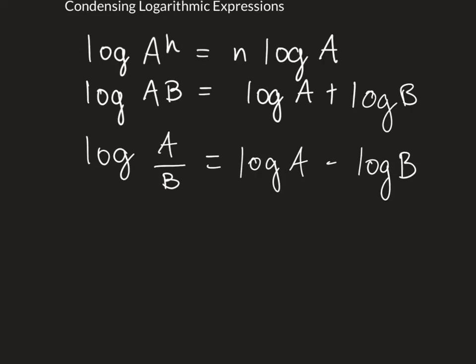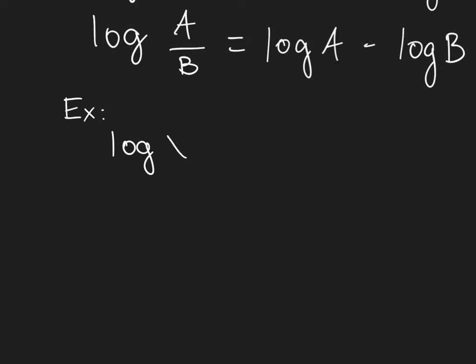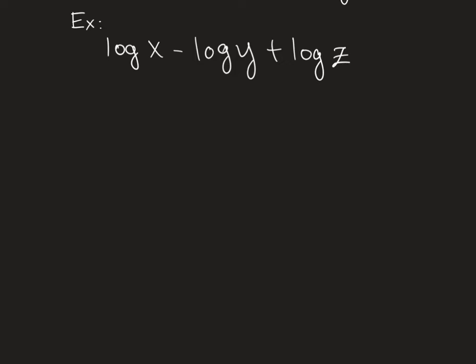Let's go into more detail with an example. So the given is going to be log of x minus log of y plus log of z. In reality, what it means is we got to go backwards. So with our properties, how do we convert log of x, log of y, and log of z in this situation?